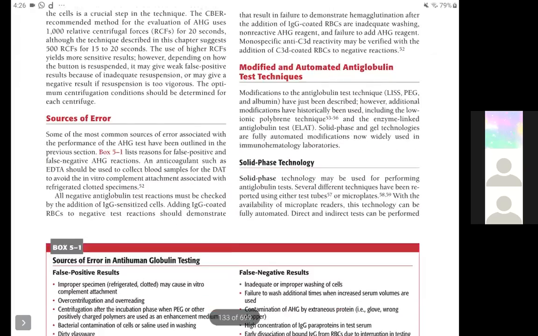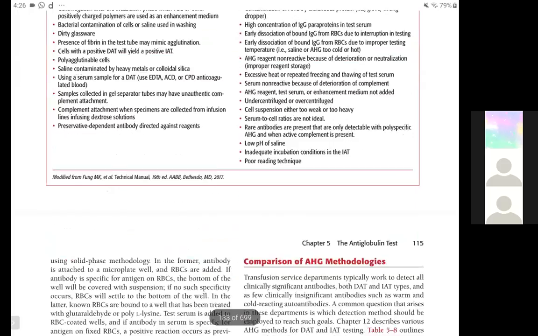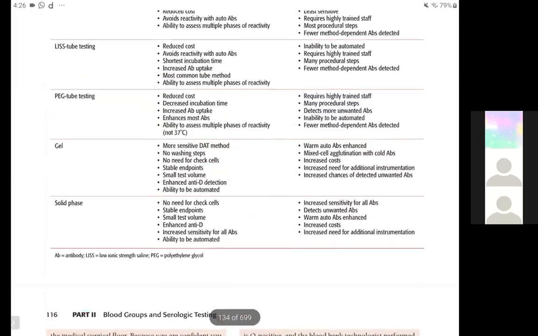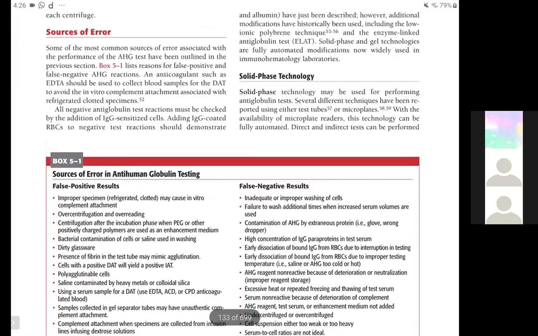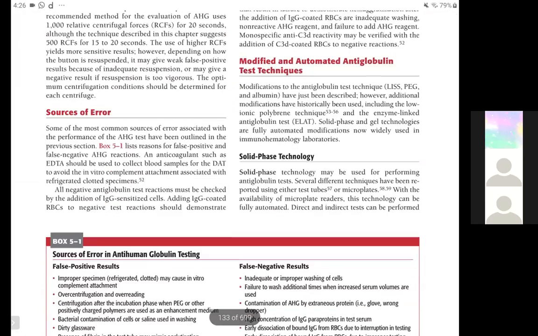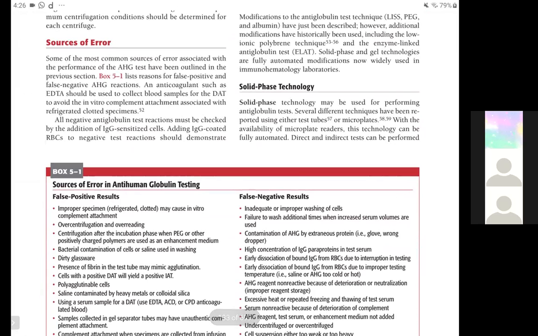Now, just the last bit that we'll be doing is about the solid, the gel phase, and these modern techniques that we are using, and that would in a way wrap up our chapter. So regarding these modern techniques that are in place now, we have even AIG not alone in test tubes. We can do it in solid phase technology with gel tubes.